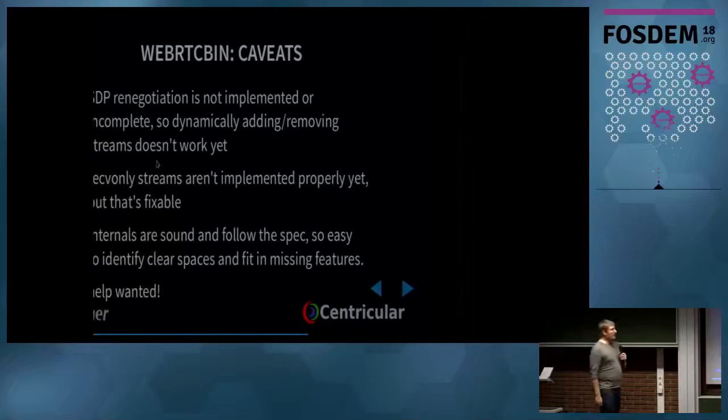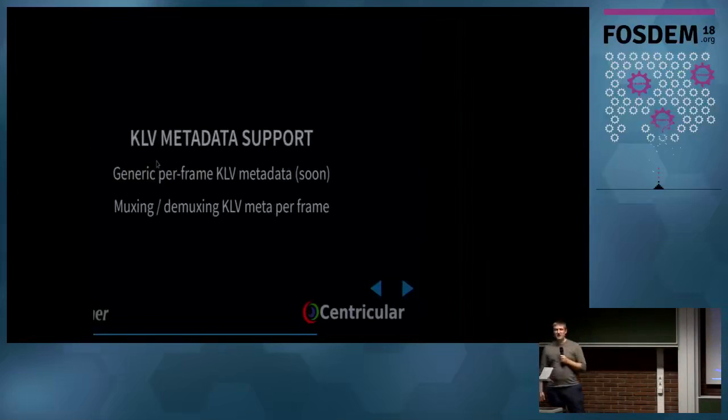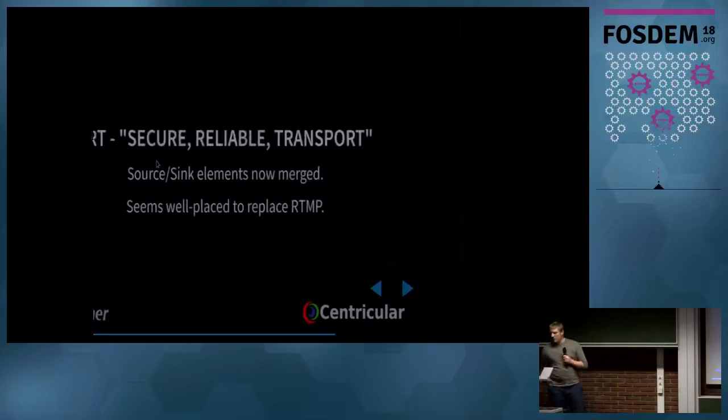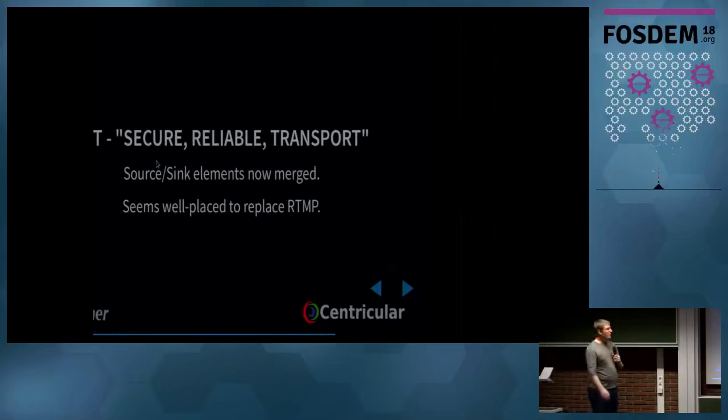It's not super complete, but it's used in production, so it works for what it does. It works well, but it doesn't do everything yet. Renegotiation isn't fully supported. Receive-only streams don't work fully yet. But the internals map the spec more or less, so you can easily see where the gaps are and just fill them in. If you want to help with that, help is wanted. We have performance optimizations more or less everywhere. There's so much stuff in the pipeline, but it doesn't really seem worth talking about in detail. For the embedded parts, see Olivier's talk.